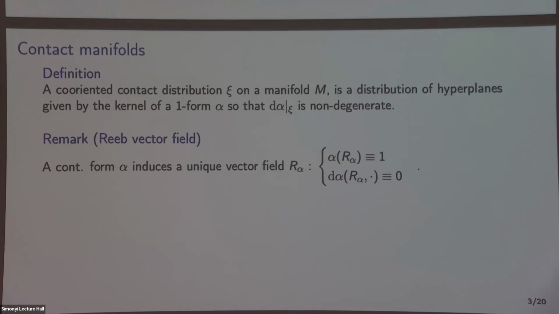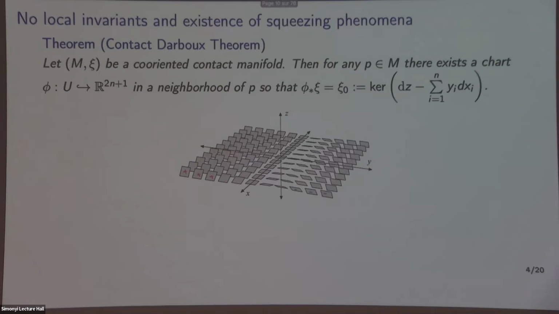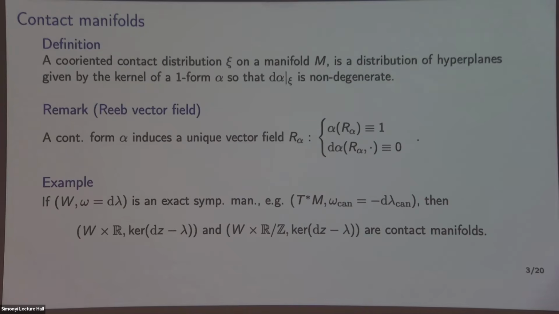But yes, some remarks because we will talk about this vector field later. Once you fix a contact form, so a one-form whose kernel is the contact distribution, then you get automatically a vector field called the Reeb vector field associated to alpha, which is uniquely defined by these two equations. d alpha evaluated on this vector field is constantly equal to 0, and alpha evaluated at R_alpha is constantly equal to 1.